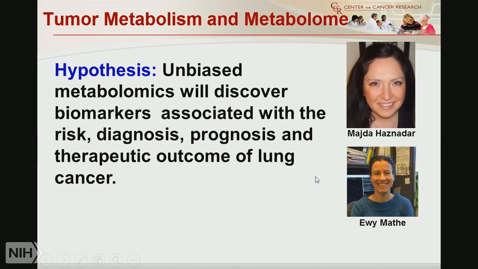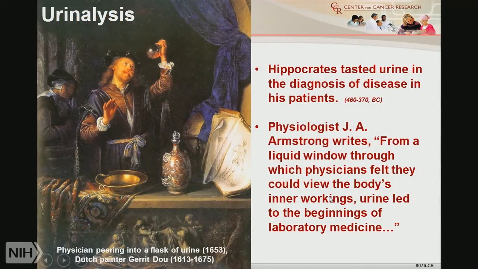And that's metabolomics. And unbiased metabolomics, the hypothesis would discover biomarkers associated with risk, diagnosis, prognosis, therapeutic outcome in lung cancer. And these are the 2 people who did these studies. We focused primarily on urine. And in urine, one can measure about 1,500 metabolites. And these metabolites are 1,500 molecular weight and less.